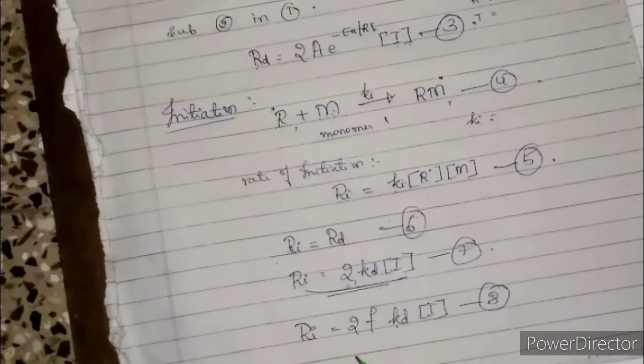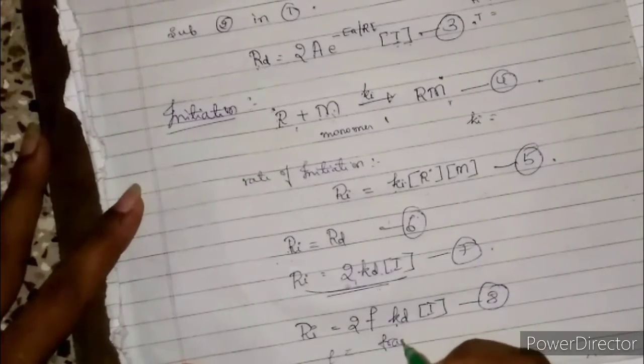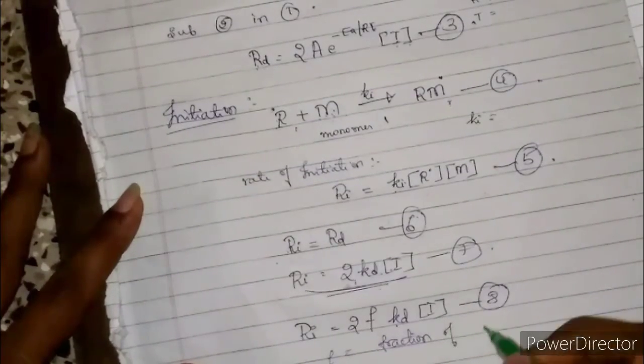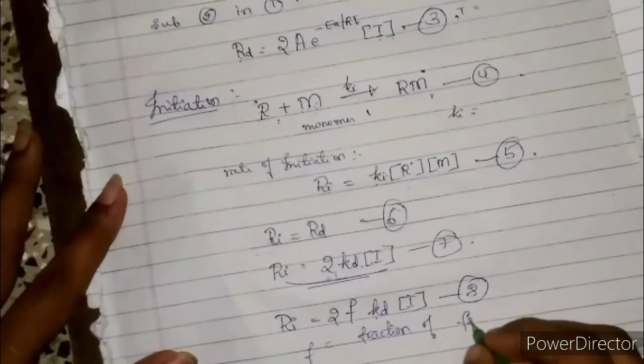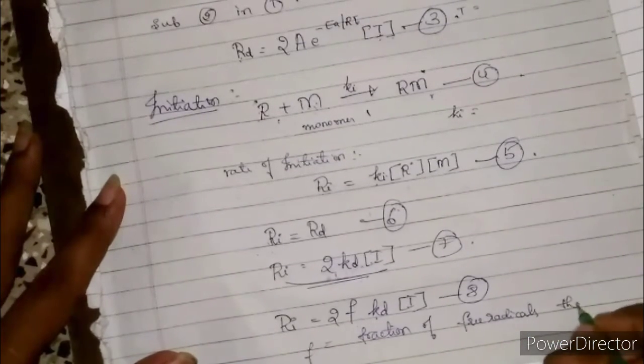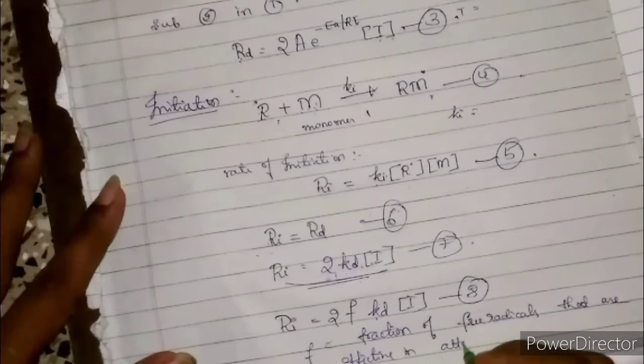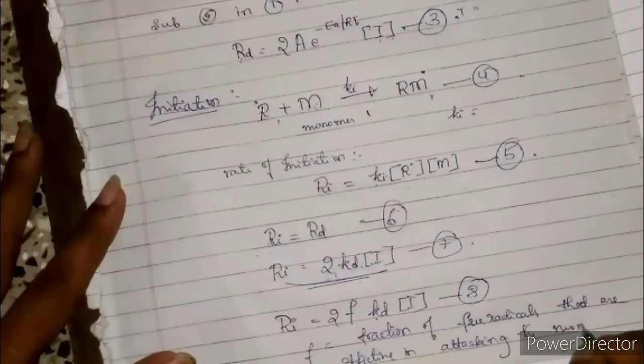So what is F there? F is nothing but the fraction of the free radicals that are effective in attacking the monomer. What is F? It is the fraction of free radicals that are effective. Effective in what? Effective in attacking the monomer.